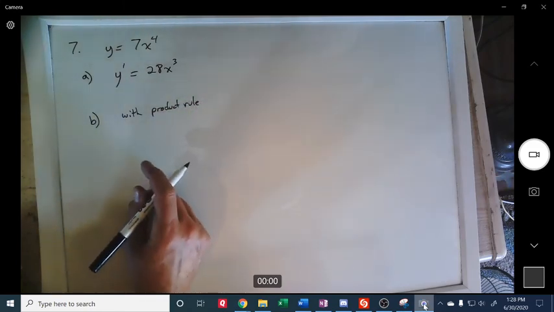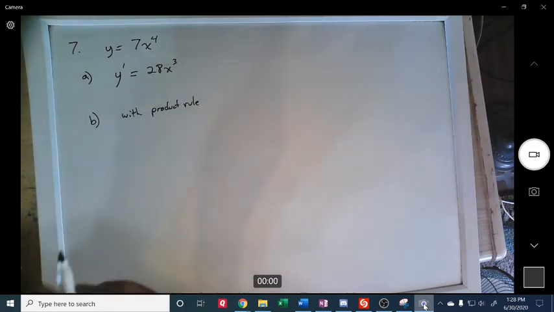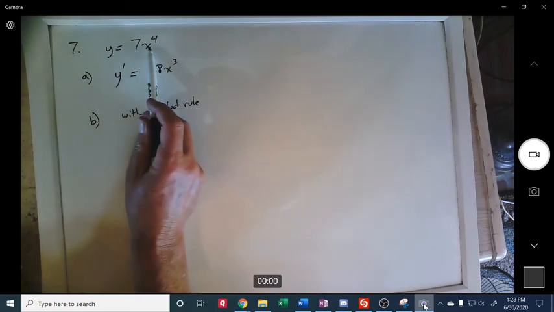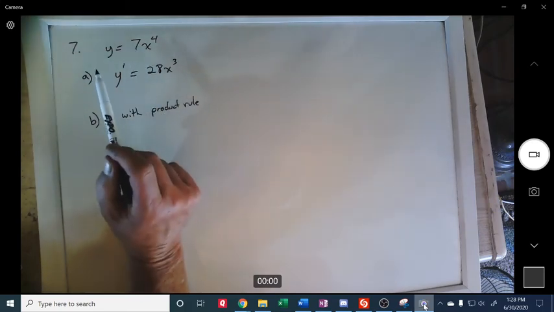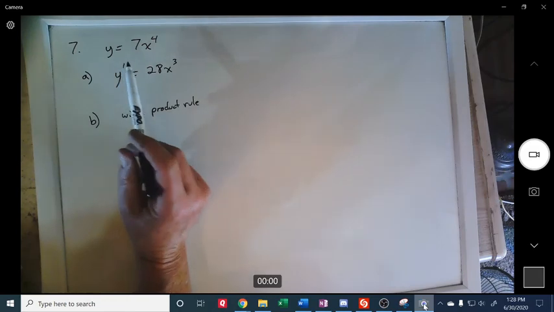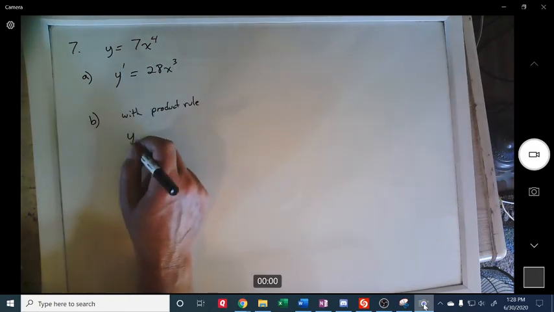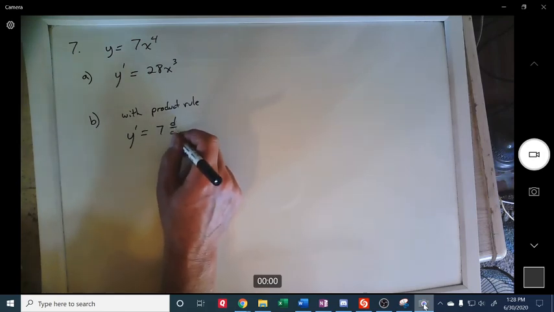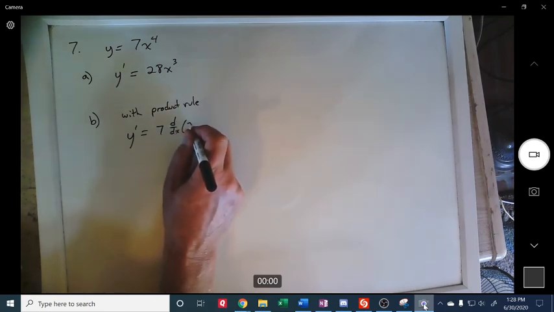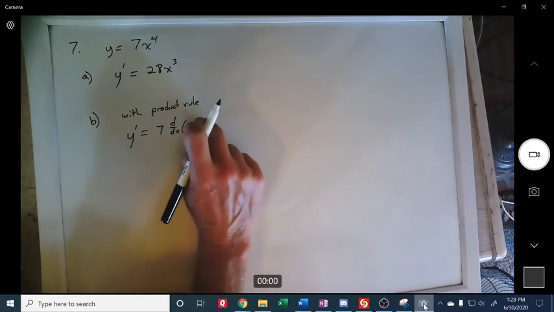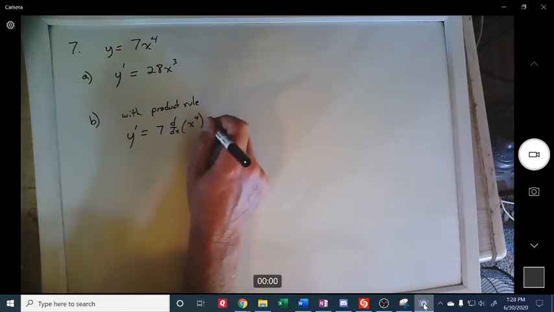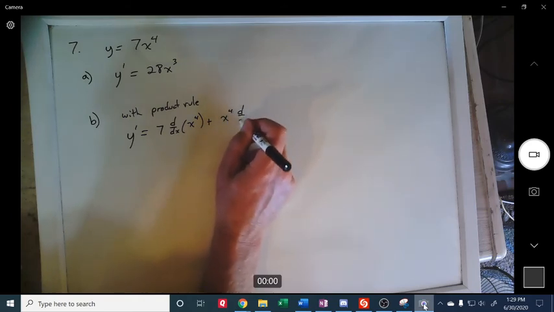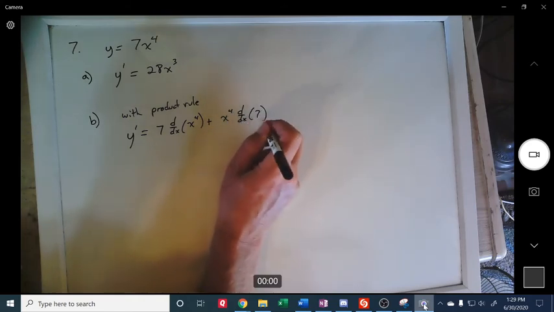Now, I don't recommend it. But if you do that with the product rule when you don't need to, the only time you need to do it with the product rule is when there's two different functions of x. This first number is just a constant, so you don't need the product rule. But if I did it with the product rule, it would be first times the derivative of the second plus the second times the derivative of the first.